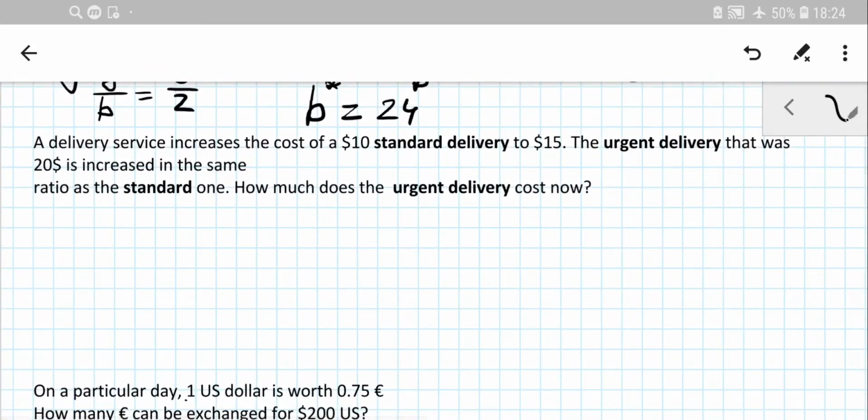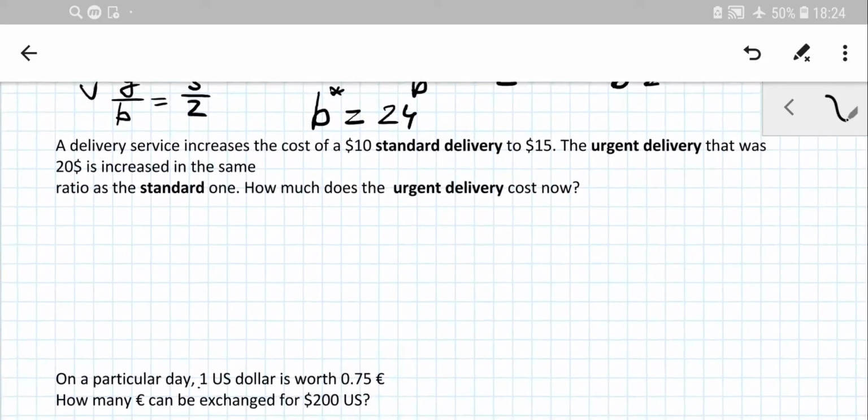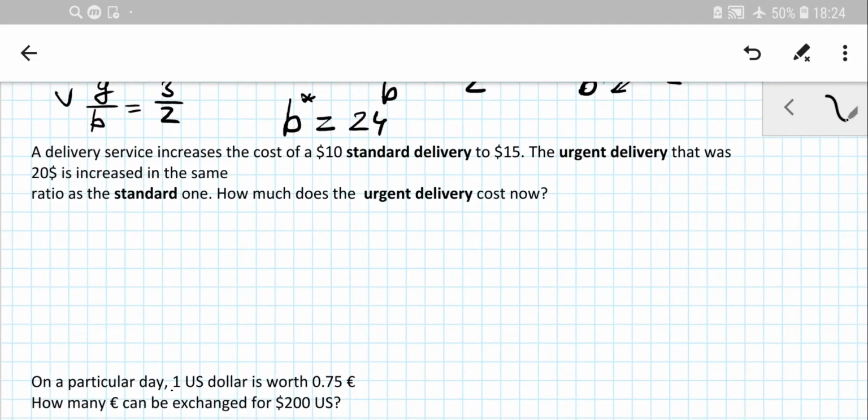Let's go to a bit more complicated one, about cost and value and pricing. So, problems dedicated to cost. A delivery service increased the cost of standard delivery from $10 to $15. The urgent delivery, another sort of service that was 20 initially, is increased in the same ratio as the standard one. So it increased in the same manner as standard delivery, $10 raised up to 15. How much does the urgent delivery cost now?